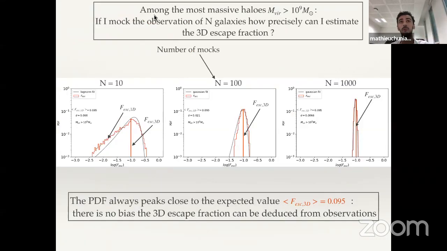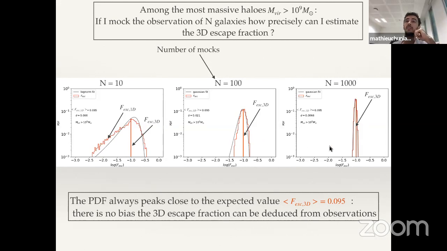So I tried to answer this question. And for that, I took the most massive halos of my simulation, so halos above 10^9 solar masses, and I mocked the observation of n galaxies to see if I can estimate the 3D escape fraction. And I did that for different numbers of galaxies: 10 galaxies, 100, and 1000. And I plot the distribution of the measurement of fesc 1D.